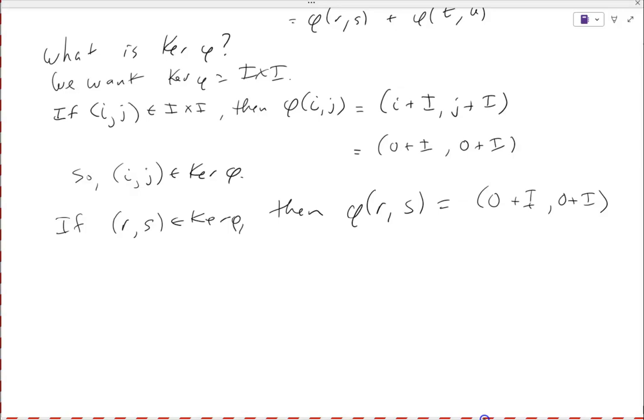But how is phi of r comma s defined? How do we define the function? Good. So we have phi of r plus I comma s plus I is 0 plus I comma 0 plus I. And how are two ordered pairs equal? Good.